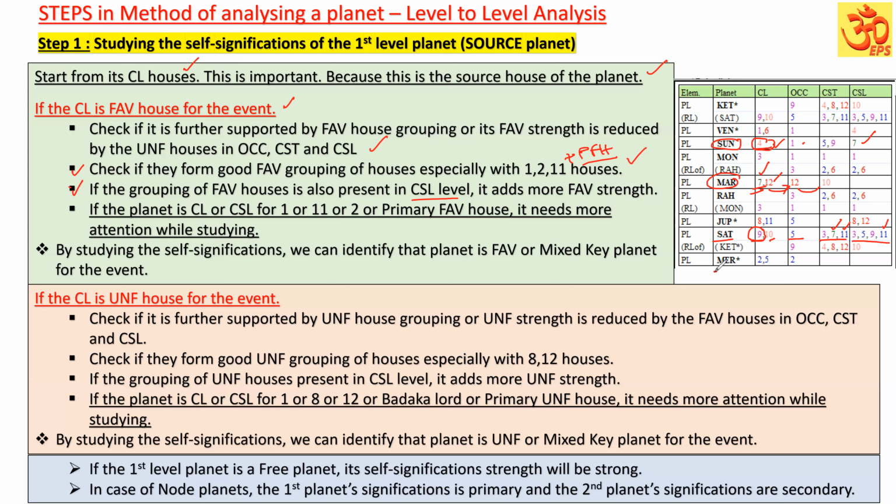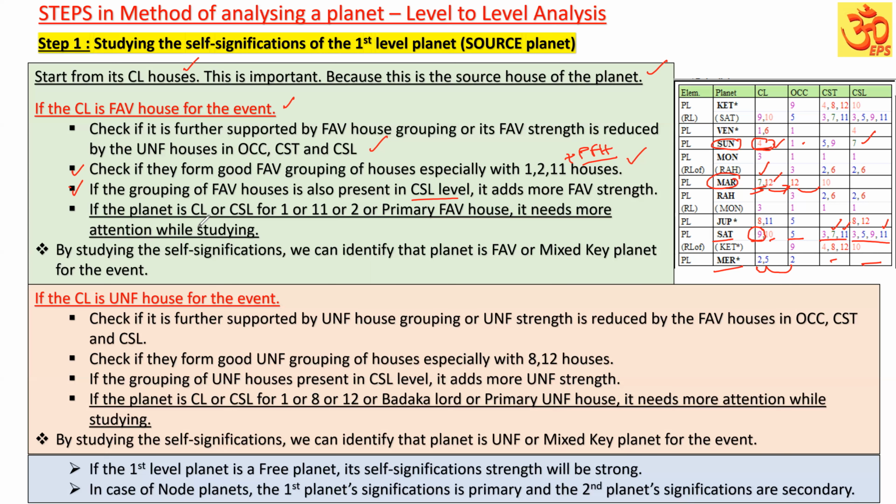For example, here Mercury, second lord, fifth lord, occupying the second house, has a good house grouping, but it does not have favorable houses in CST and CSL. If it had some favorable houses in CSL also, this planet's house grouping would have been much stronger. That is what it is indicating. I hope you have understood.